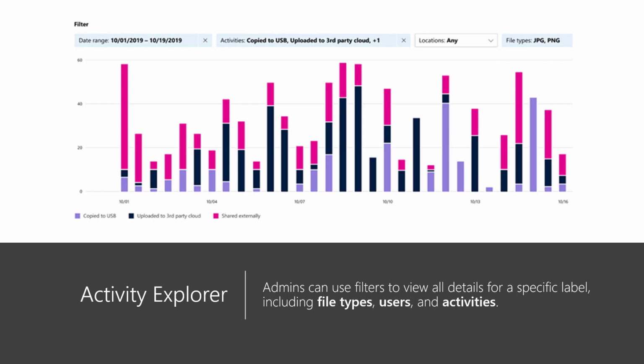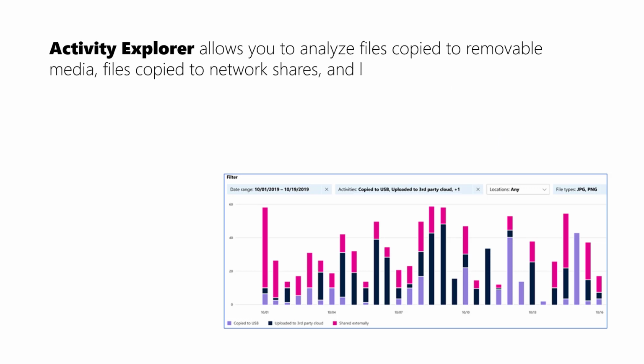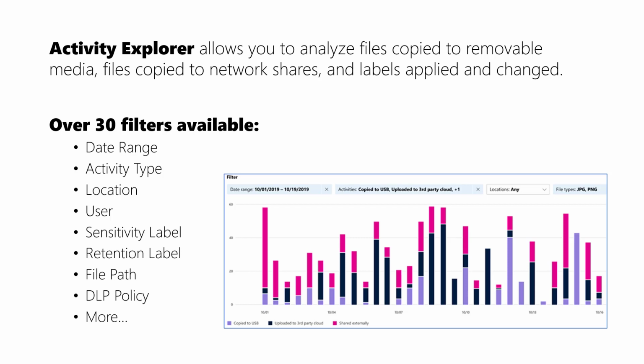It can be used to determine if your controls that are already in place are actually effective. Activity Explorer allows you to analyze files copied to removable media, files copied to network shares, and labels applied and changed. There are actually over 30 filters available, including date range, activity type, location, user, sensitivity label, and far more.